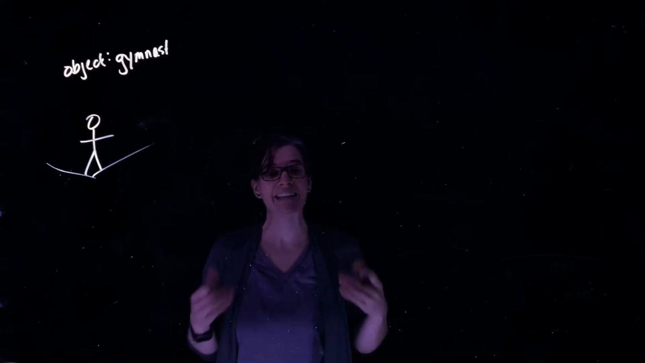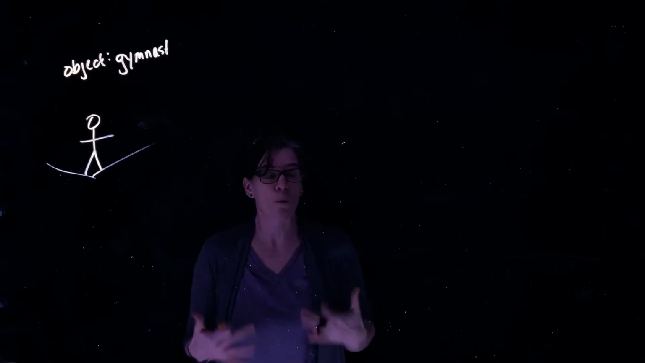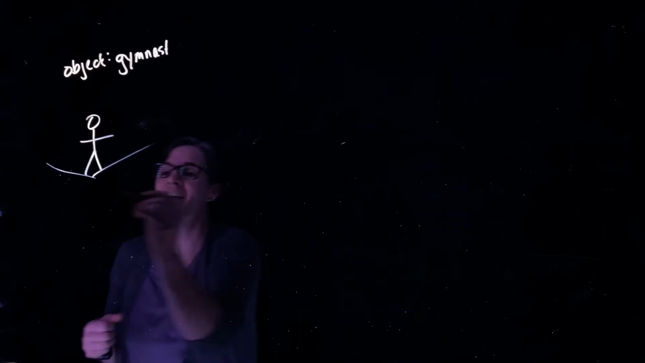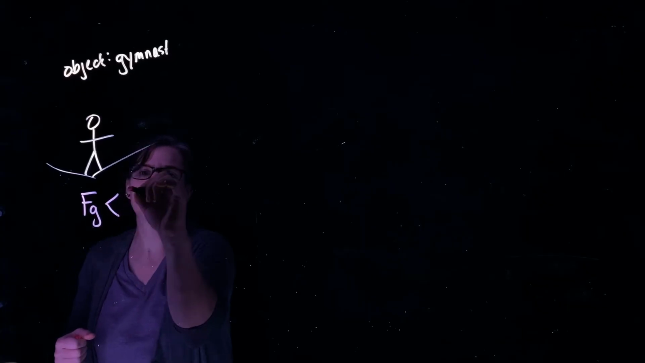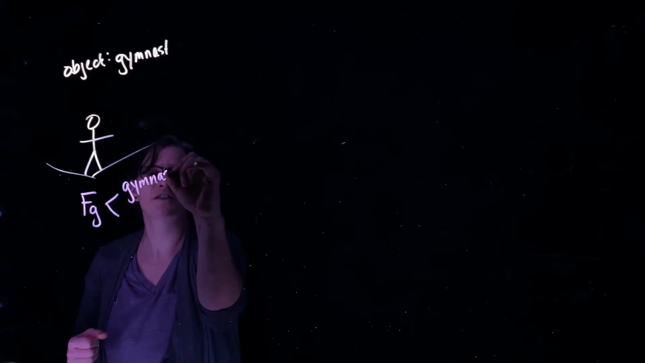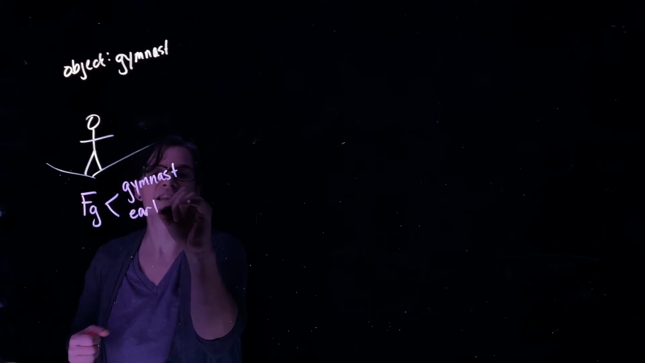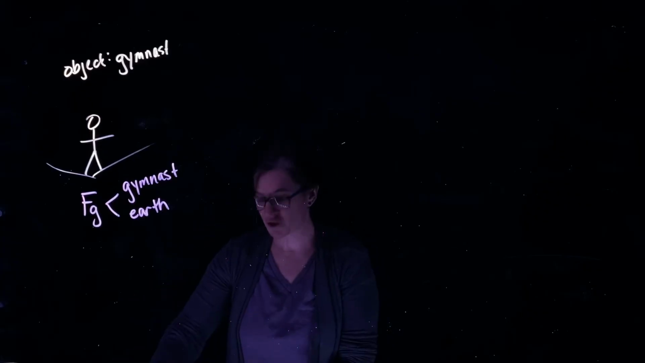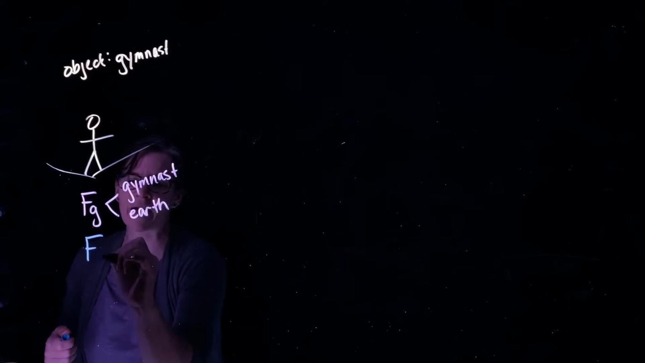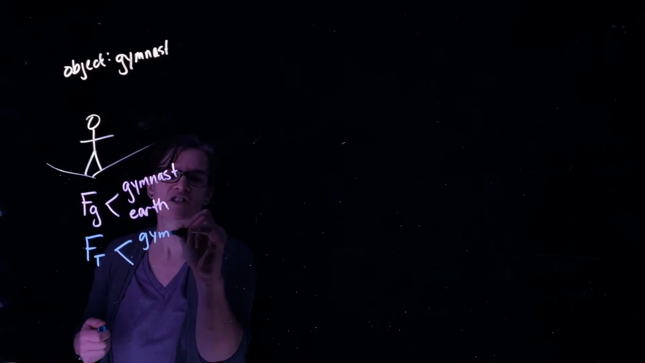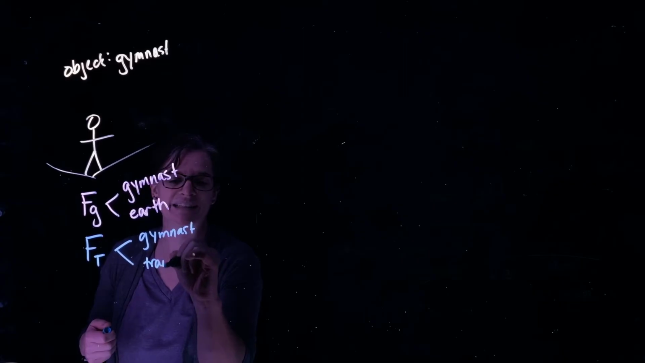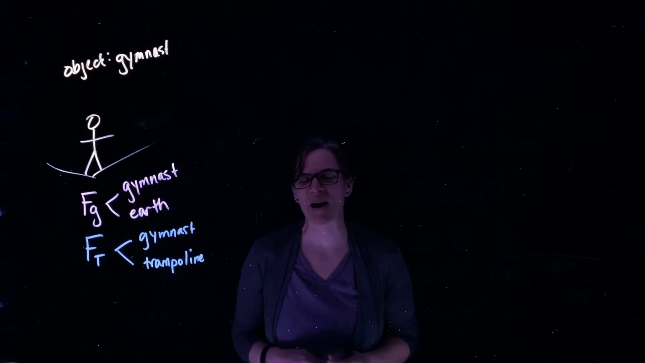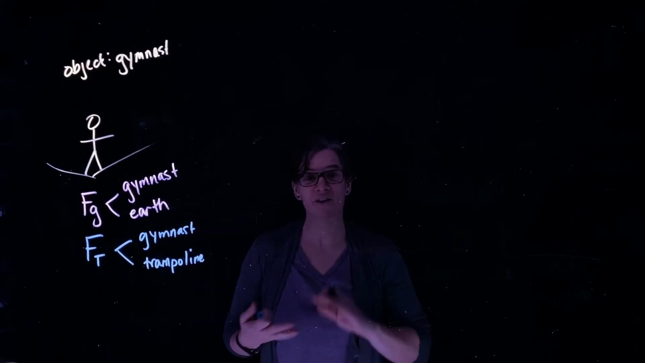So let's first look at the interactions on this gymnast. What forces are acting on the gymnast? Well, we know that it's interacting with gravity because all objects with mass interact with the earth. So there's a force of gravity between the gymnast and the earth. The gymnast is also touching the trampoline, so there's a force by the trampoline. And that's it. Those two, the earth and the trampoline, are the only things interacting on that gymnast.